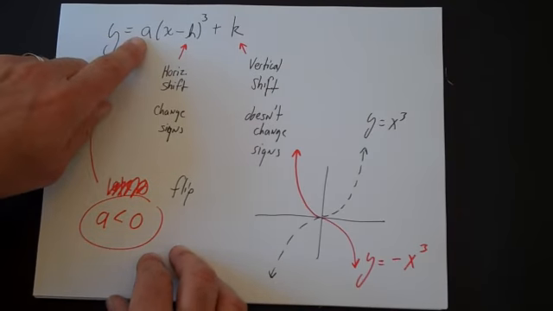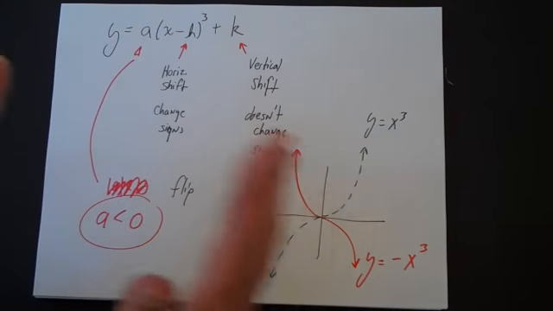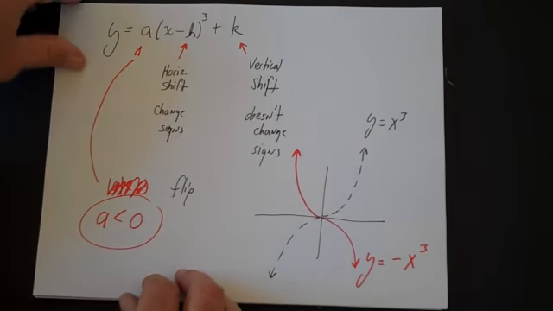And the absolute value of a is going to determine whether it's narrow or wide, in the same way as with quadratics, but we're going to see that with a graph when we make a table. So let's go ahead and do our example.